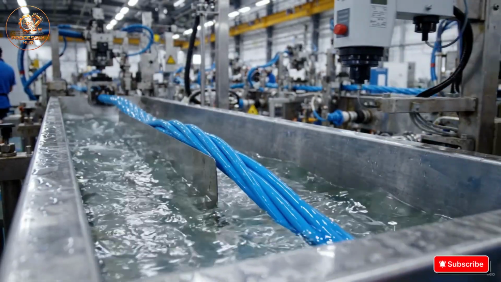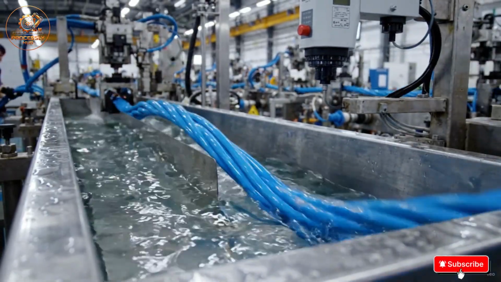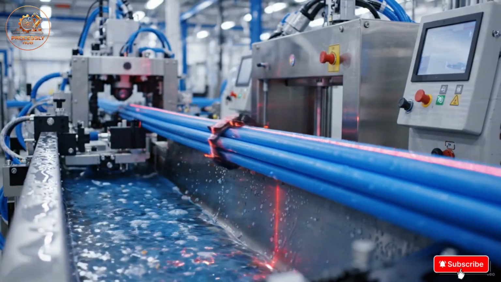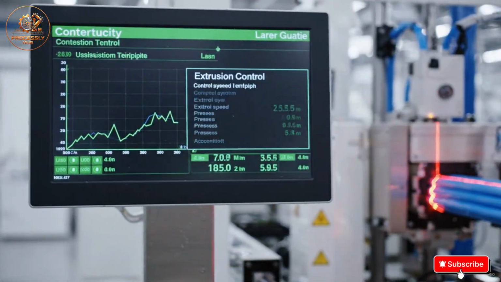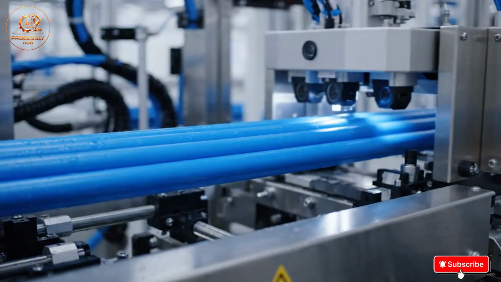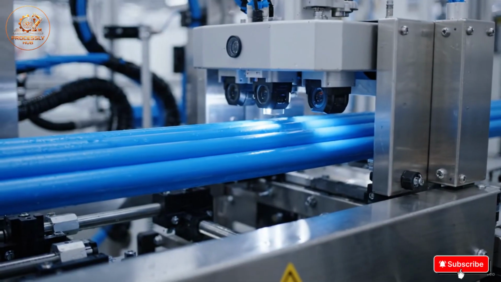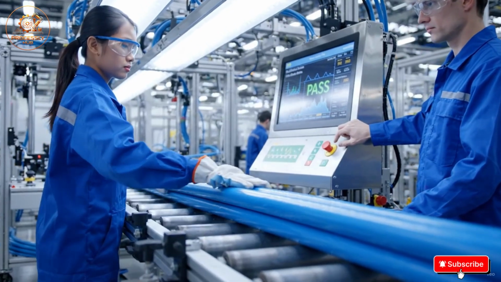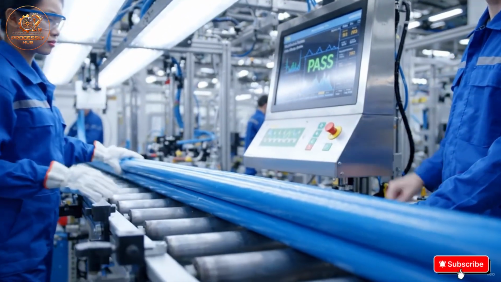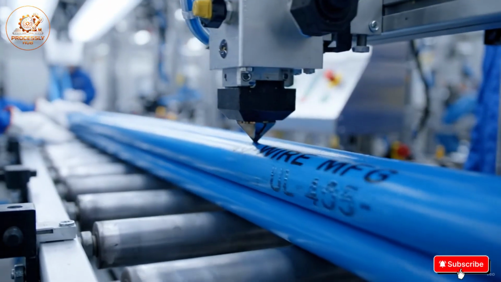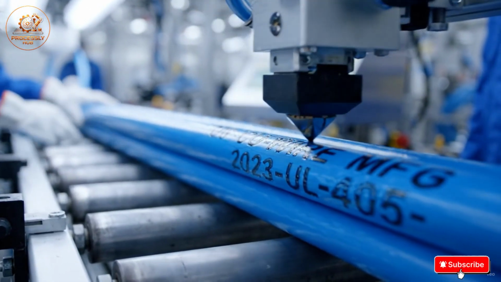The protective layer hardens into its final shape. Laser systems measure the insulation thickness in real time. Even microscopic variations are automatically corrected. The insulation surface is checked for defects and imperfections. A flawless coating is essential for electrical safety.